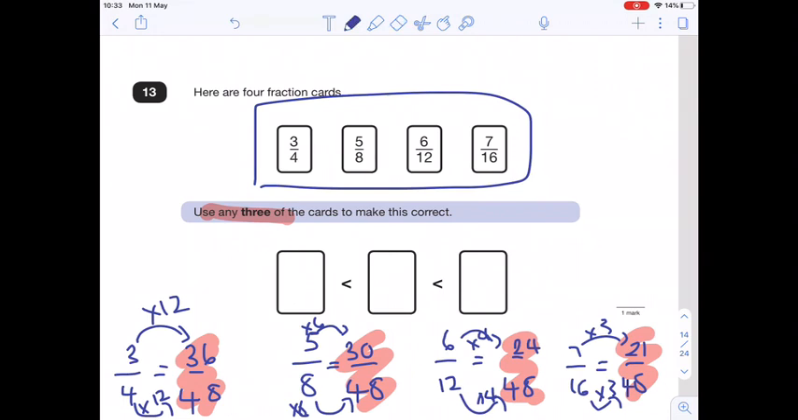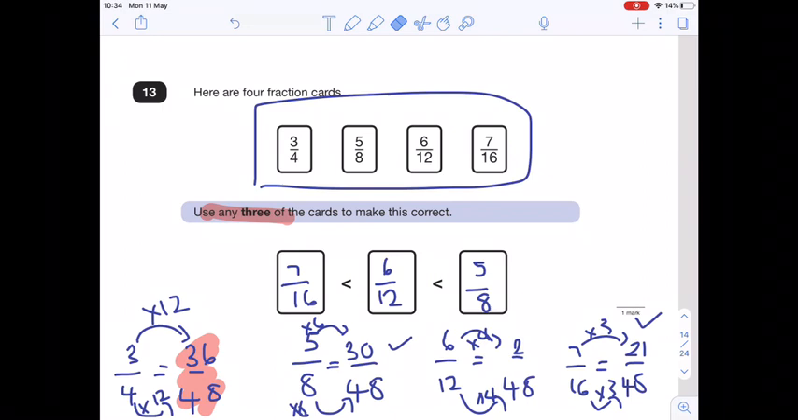So you could have had, one of the options that you could have had is, if we start with the smallest, 21 over 48. If we're using the original, we would use 7 over 16. Is smaller than 6 over 12, which is this one. Is smaller than 5 eighths, which is this one. So that's a possibility. You could have had 7/16, 6 twelfths and 5 eighths. Alternatively, you could have had, let's look at these again.